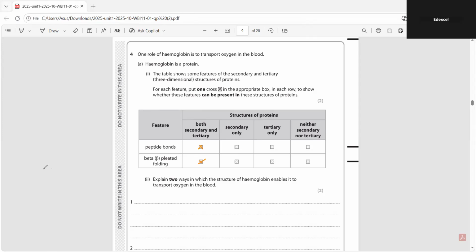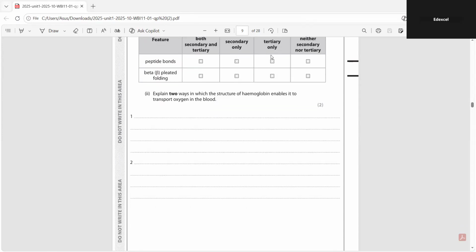Explain two ways in which the structure of hemoglobin enables it to transport oxygen in the blood. So you are asked to determine two ways. So you know that hemoglobin has 4 groups to carry the oxygen. And it is also a globular structure, so it can dissolve in cytoplasm. And they have different affinity for oxygen at different partial pressures. So you are about to write only 2 ways. So let's write the answer.